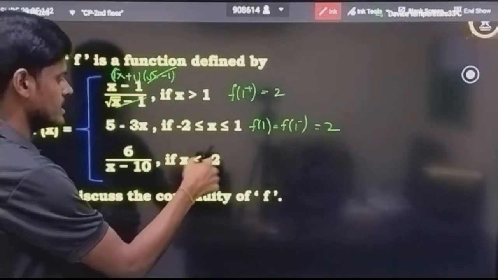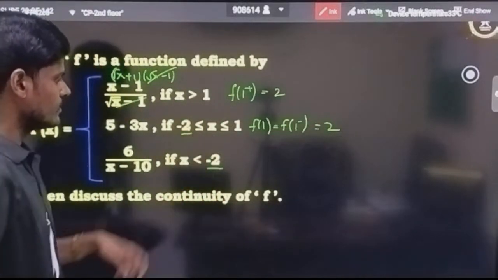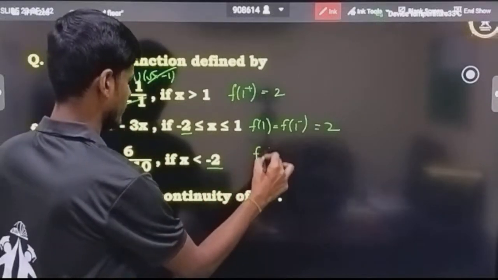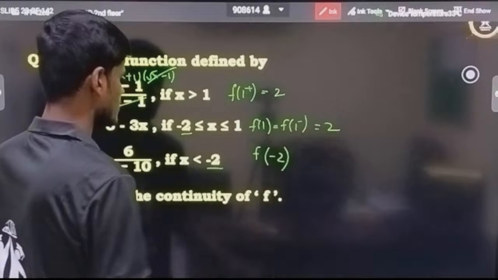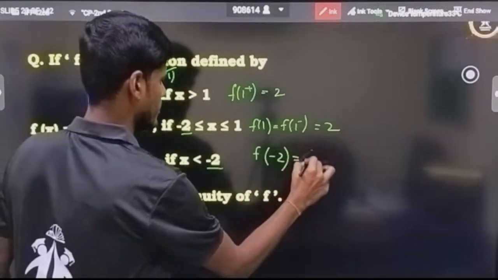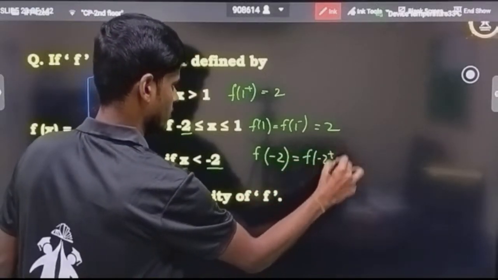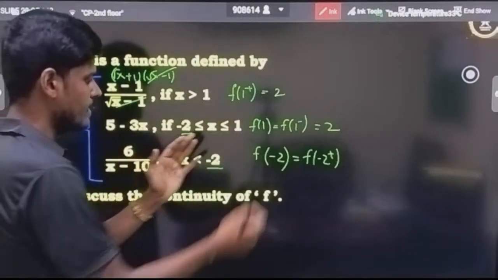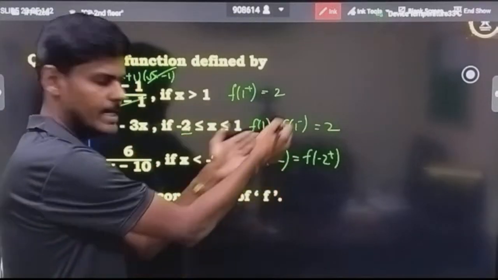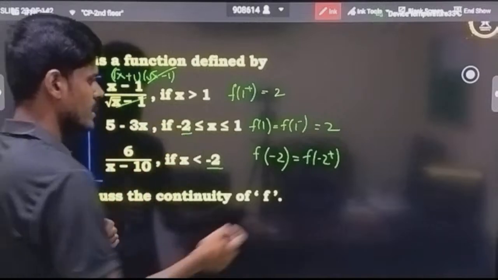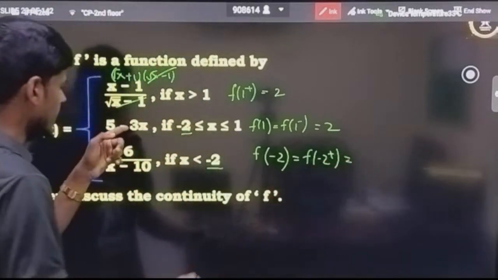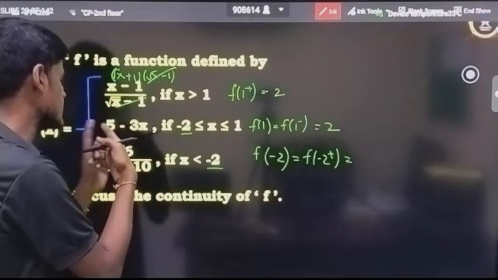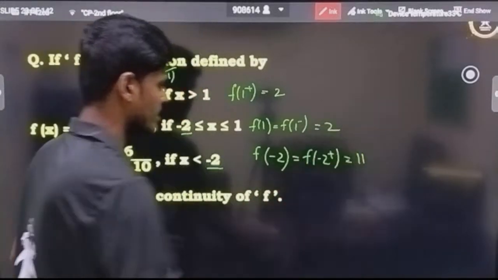Now what about x equal to minus 2? At x equal to minus 2, f of minus 2 equal to f of minus 2 plus. This is the right hand limit. So the function value at minus 2 and its right hand limit will be equal to, substitute x equal to minus 2 here. That means this will be minus 3 into minus 2 is 6, plus 5 is 11.